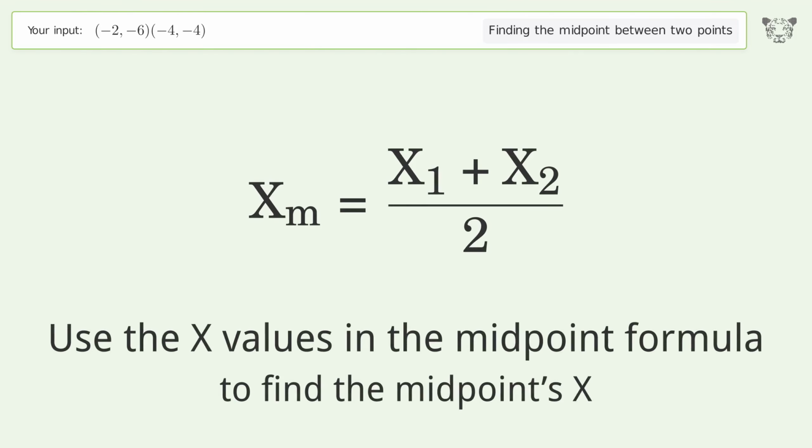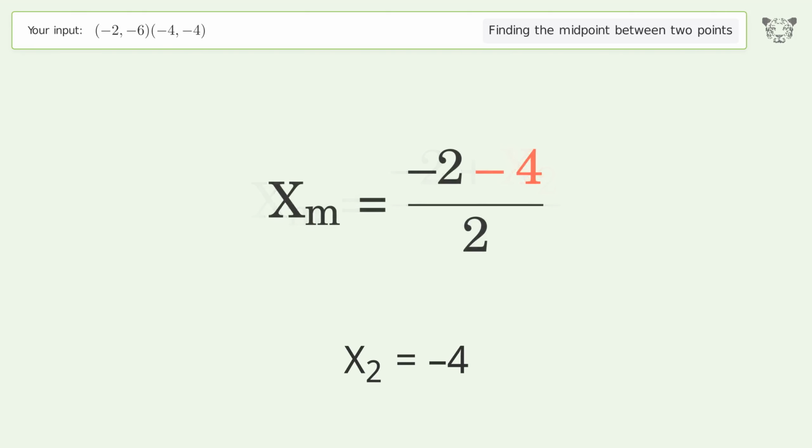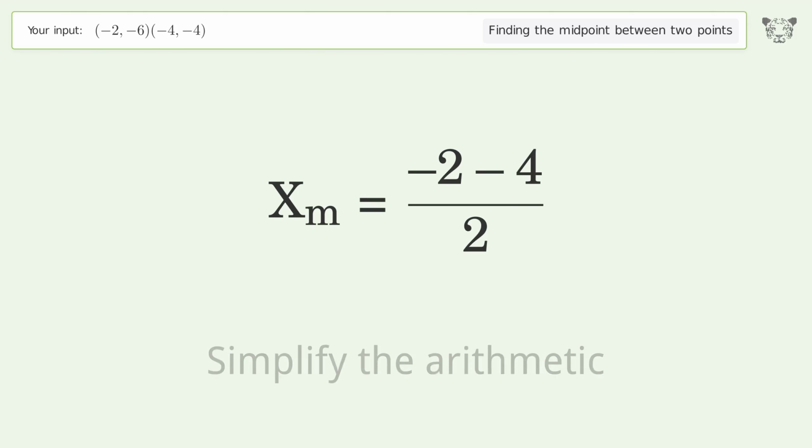Use the x values in the midpoint formula to find the midpoint's x. x1 equals -2. x2 equals -4. Simplify the arithmetic.